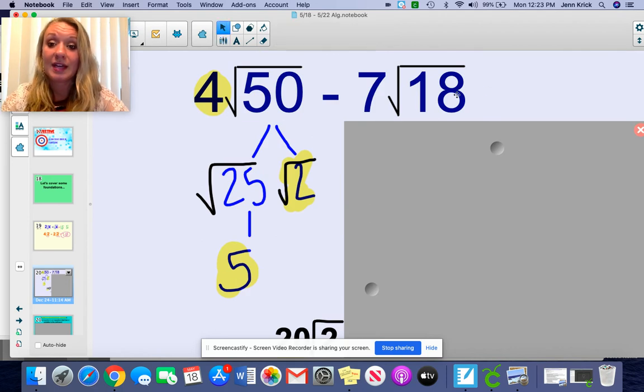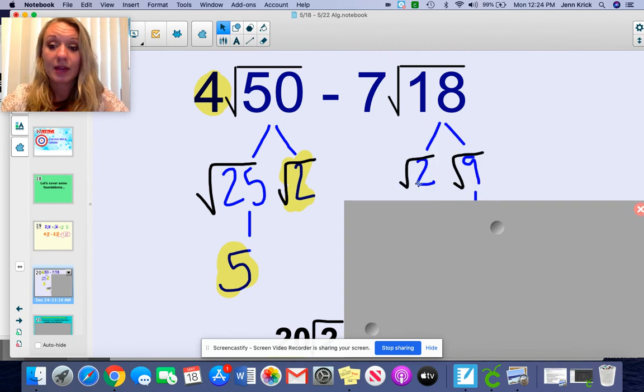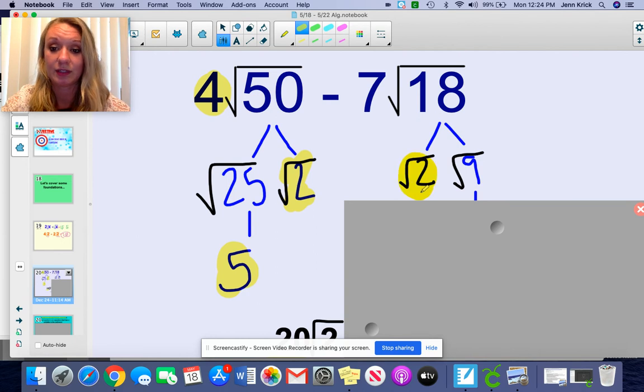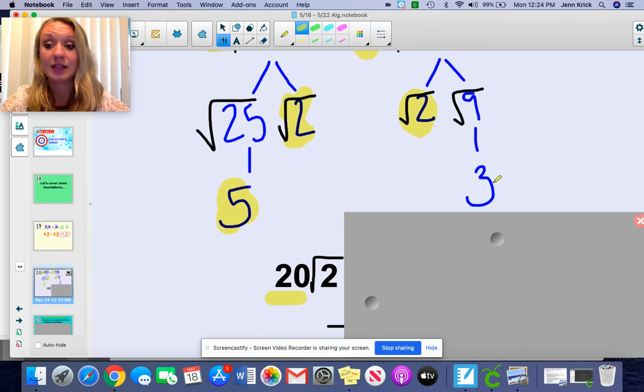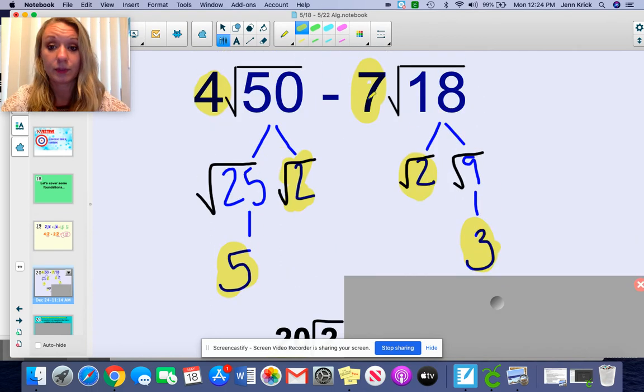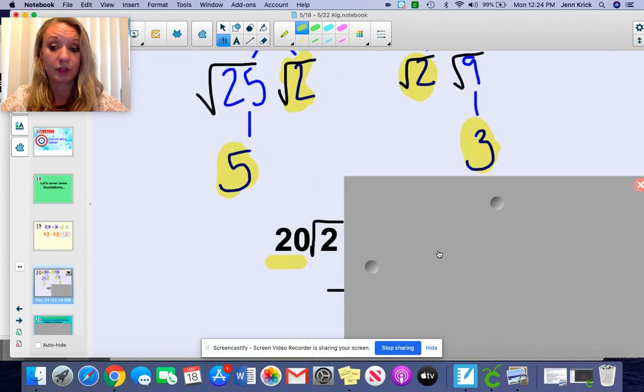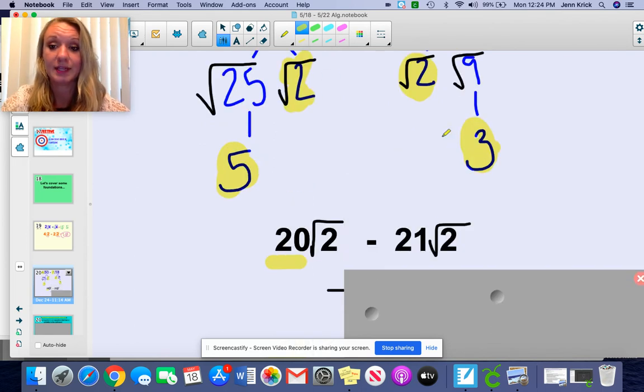So for simplifying 18, think of 2 numbers that multiply to 18. I'm thinking 3 and 6, 18 and 1, or 9 and 2. 9 is your perfect square. So if I've got 9 and 2, I know that I'm not going to be able to do anything with this rad 2. It can't simplify, so I'm going to highlight it. I'm also going to highlight this 7 because I know I'm going to need to incorporate that. And I know that the square root of 9 is 3. So we're going to multiply 7 times 3, which would give us 21. And then it keeps the rad 2, because we can't simplify that.